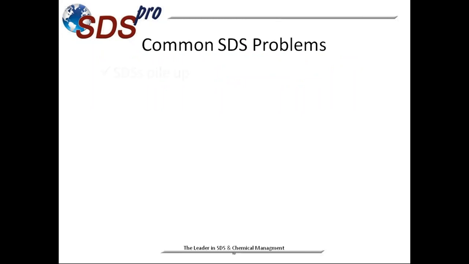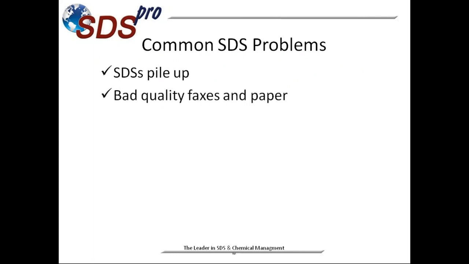Common SDS problems. SDSs pile up. You go on vacation, you come back, there's a new pile on your desk, or you just have a pile on your desk and you were there. So one of the two. Bad quality faxes and paper. That's still certainly a challenge that we face. Coffee stains that have been faxed, especially interfaxes. Missing SDSs. Somebody goes and pulls a binder and pulls out the SDS for a product and doesn't return it, or returns it to a different location in the binder. File redundancies.